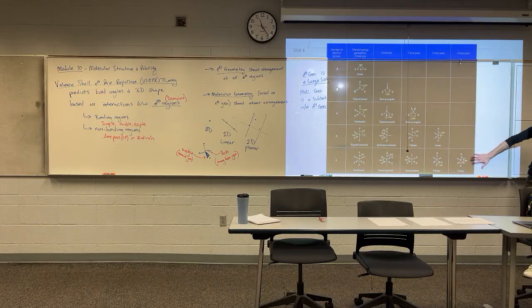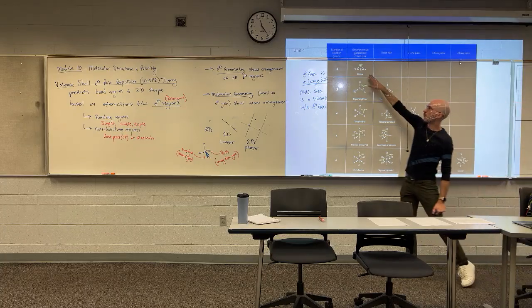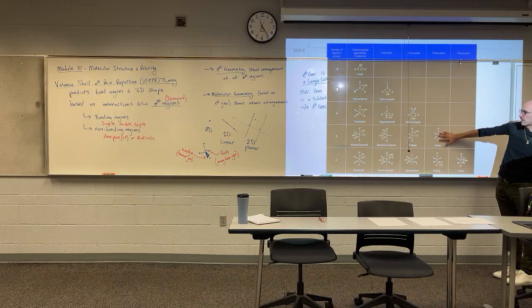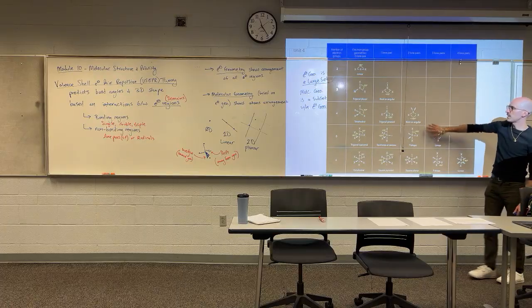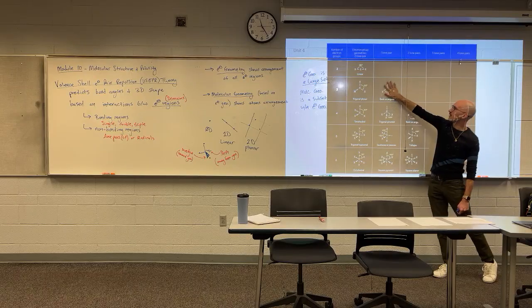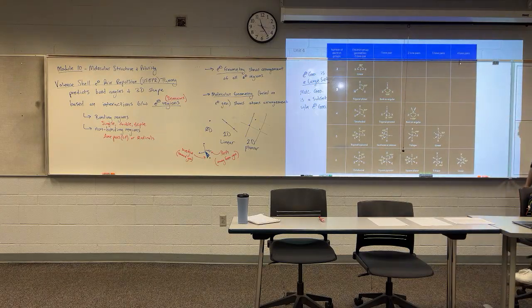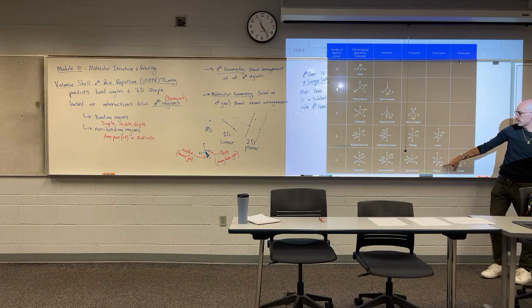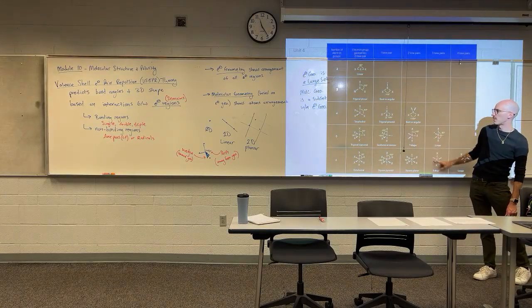Here, where I have 6 electron regions, only 2 of them are bonding, that's linear. The same as when I had 2 bonding regions only. Here, where I have 5 electron regions and 2 of them are bonding, also linear. Here, where I have 4 electron regions, 2 are bonding, bent. 3 electron regions and 2 are bonding, bent. 6 electron regions, 3 are bonding, T-shaped. 5 electron regions, 3 are bonding, T-shaped.